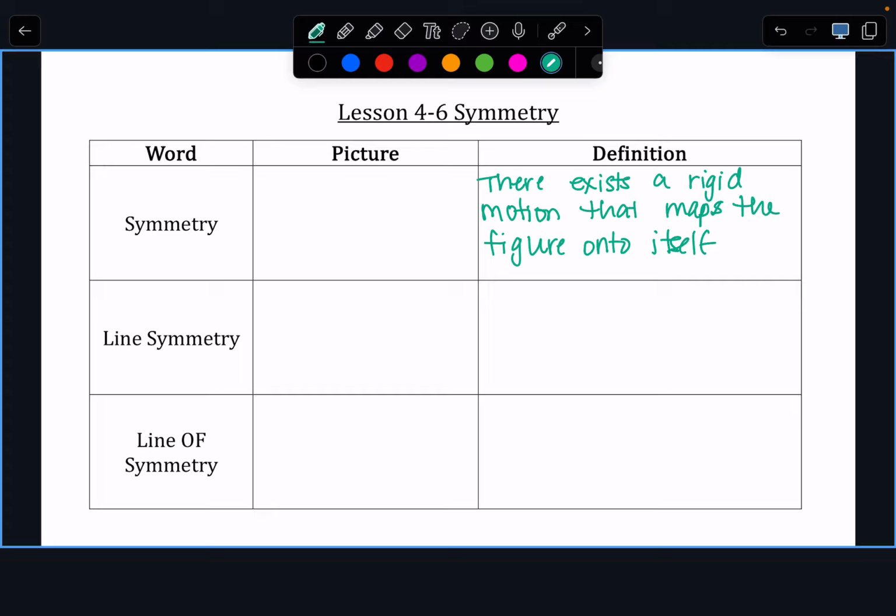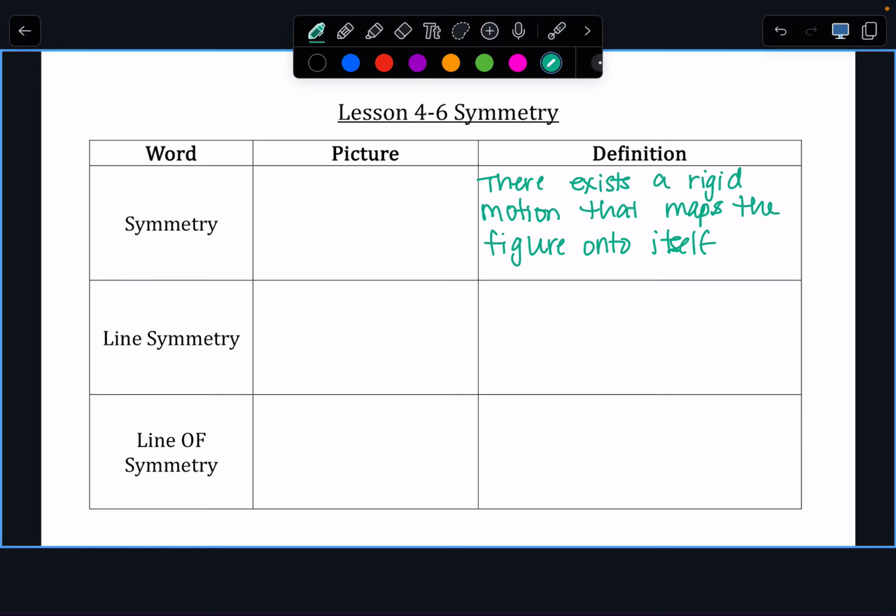Okay? Well, if we're talking about rigid motions, we have 3 of them. And a translation is probably not going to help us take a figure and map it onto itself. That doesn't make sense. So we have 2 kinds of symmetries. We can use a reflection, which is what you saw in 1 of 2 on your discovery. We're going to talk about line symmetry. And then the second part of your discovery was using a rotation. And that's what we're going to call rotational symmetry.